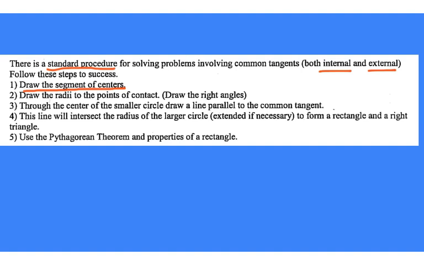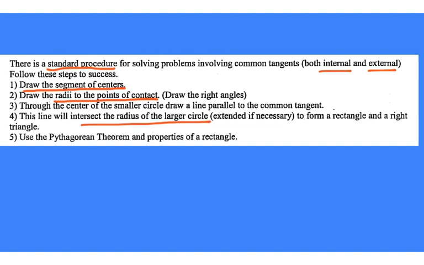Make sure then that you draw in the radii to the point of contact. Okay, so draw in the right angles to the point of contact with the common tangent. Through the center of the smaller circle, draw a line parallel to the common tangent. This line, and this is important here, will intersect the radius of the larger circle.